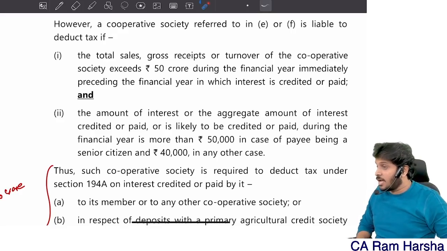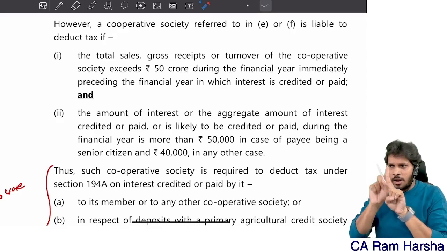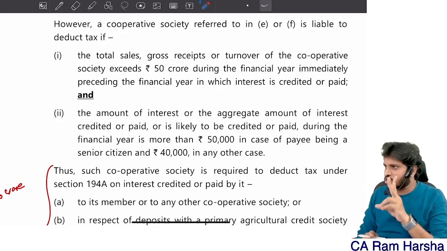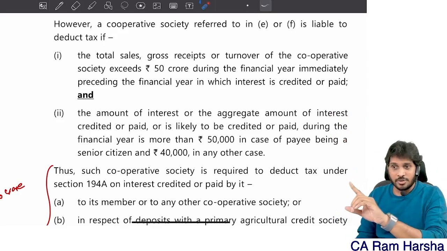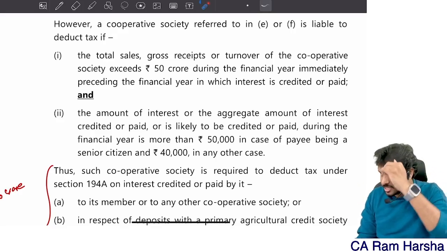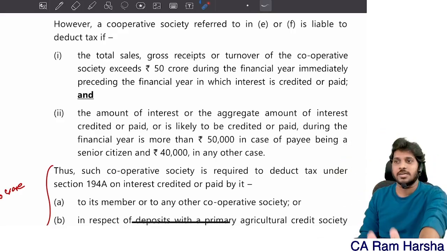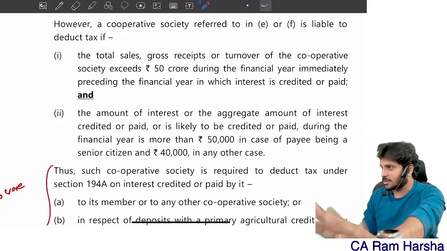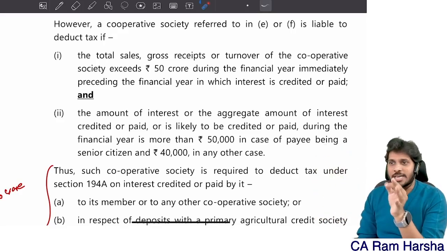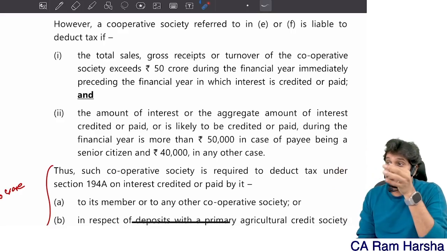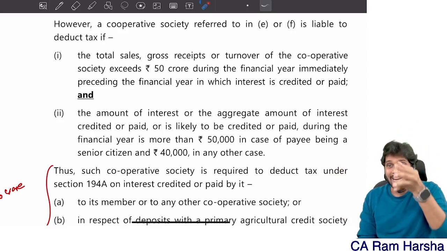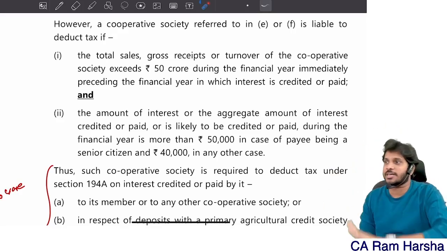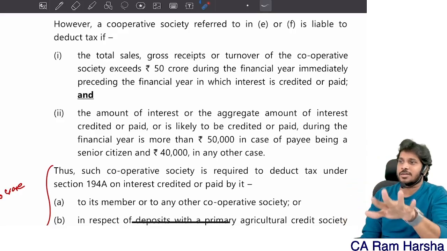You clear? If it is a normal cooperative society, primary agriculture credit society, primary credit society, land mortgage bank, land development bank, I'm telling you, if you are clear with this session itself, I promise you, you will get full marks in TDS, pakka 5 marks. Getting it? Listen keenly. If a society is paying interest to a member, if a primary agriculture credit society is paying interest, primary credit society paying interest, cooperative land mortgage bank, cooperative land development bank paying interest, these are all cooperative societies, TDS will not apply.